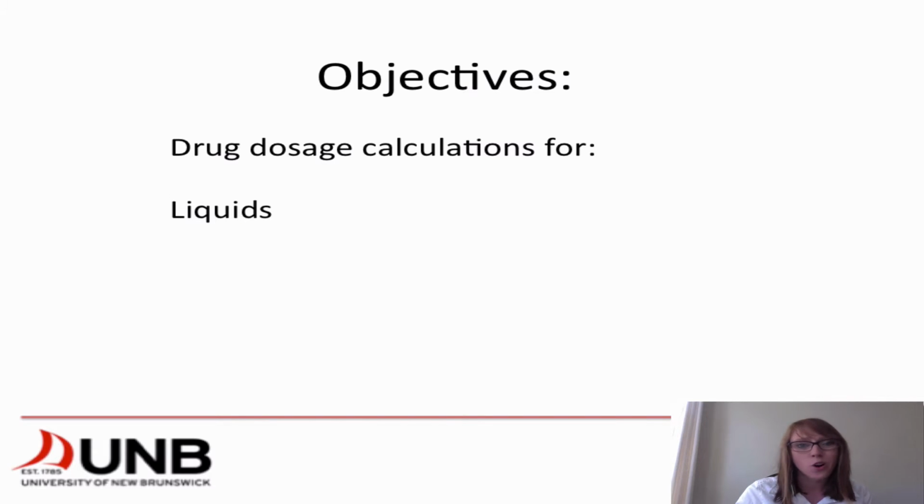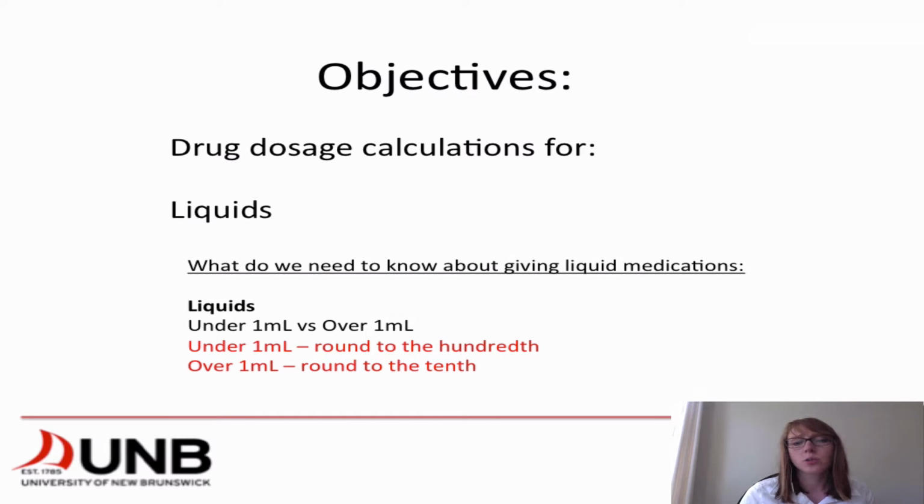So what do we need to know before we start this video? There's some important things. We have to know the rule of under 1 mL versus over 1 mL. If you're giving under 1 mL of a medication, we are going to be rounding to the 100th position. And the reason for this, I have a syringe up here, is that it's calibrated to the 100th position. So right here I have 0.41 of a mL of this medication.